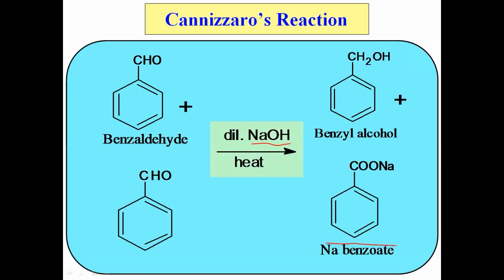And thus benzaldehyde, when heated with dilute NaOH, undergoes Cannizzaro reaction, undergoes self reduction and oxidation, and we get a mixture of benzyl alcohol and sodium benzoate. This is again an example of Cannizzaro's reaction. Now let us see the mechanism of this reaction.